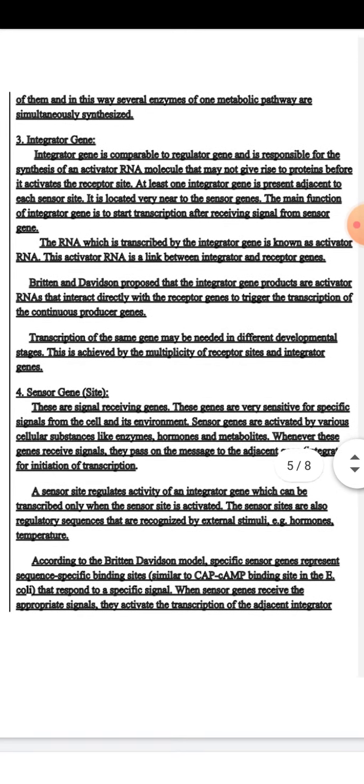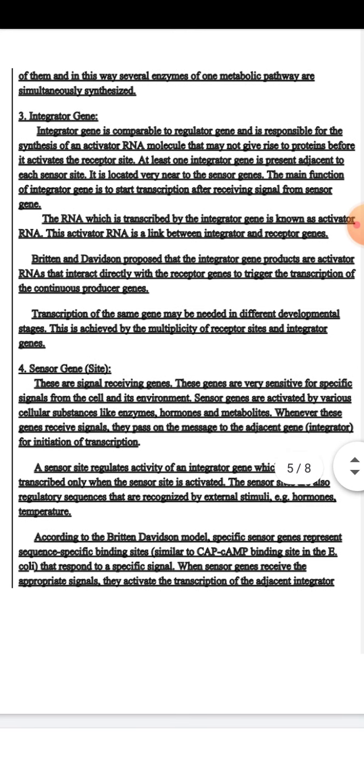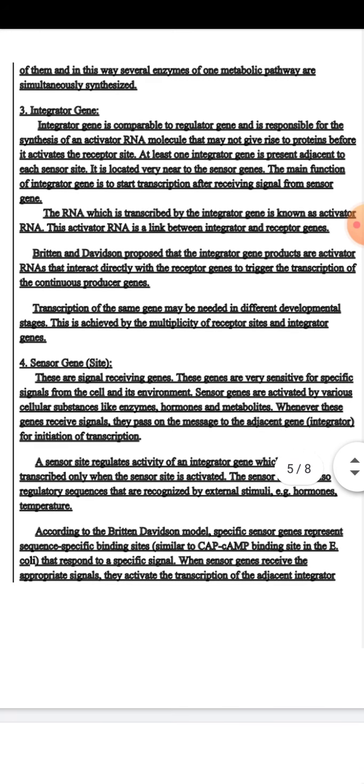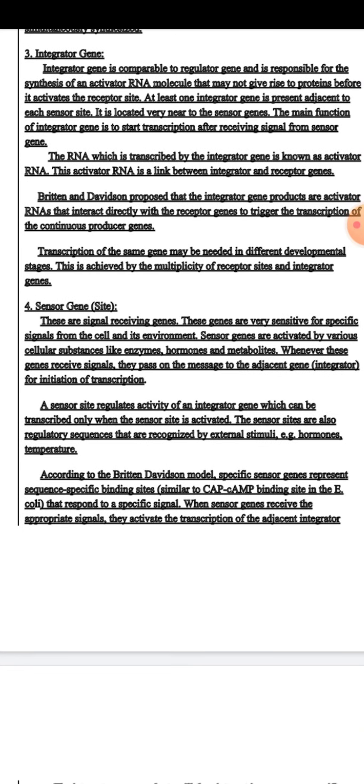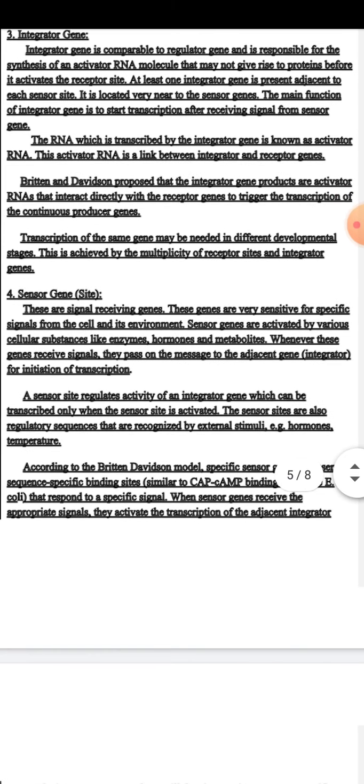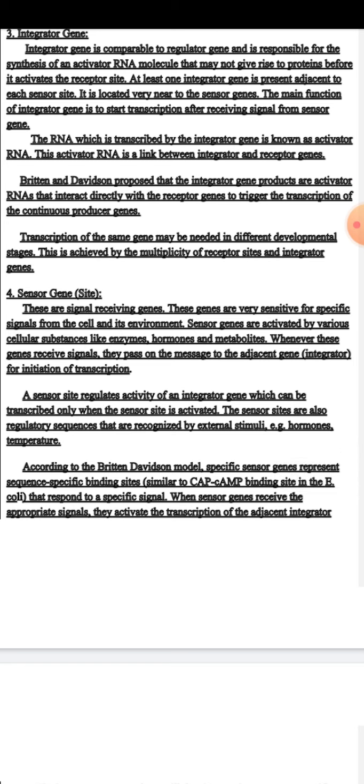Transcription of the same gene may be needed in different developmental stages. This is achieved by the multiplicity of receptor sites and integrator genes. Then last is the sensor gene or the sensor site. These are signal receiving genes. These genes are very sensitive for specific signals from the cell and its environment. Sensor genes are activated by various cellular substances like enzymes, hormones, vitamins, and metabolites. Whenever these genes receive signals, they pass on the message to the adjacent gene.